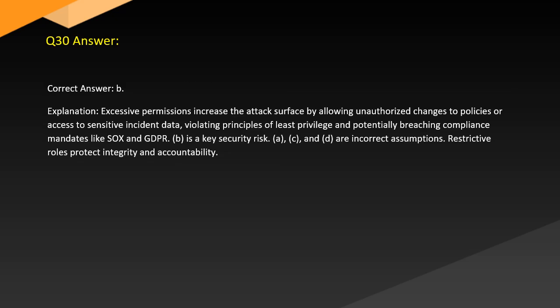Correct answer: B. Explanation: Excessive permissions increase the attack surface by allowing unauthorized changes to policies or access to sensitive incident data, violating principles of least privilege and potentially breaching compliance mandates like SOC and GDPR. B is a key security risk. A, C, and D are incorrect assumptions. Restrictive roles protect integrity and accountability.